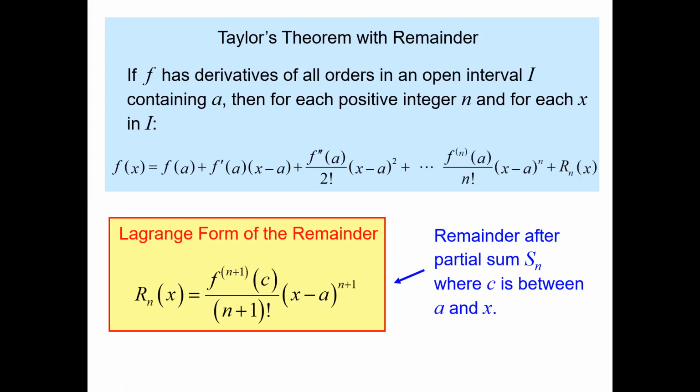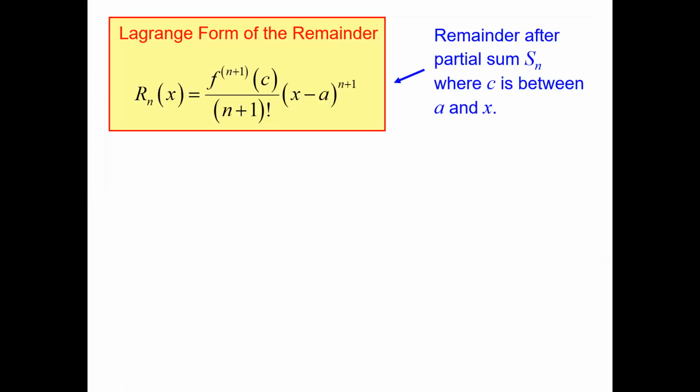So it's the remainder after the partial sum up to a certain point where c is between a and x. A is what we're centering it around. Don't forget, x is the number we're approximating. And in just a second, I'm going to tell you a little bit more about c. Don't get hung up on what c is.